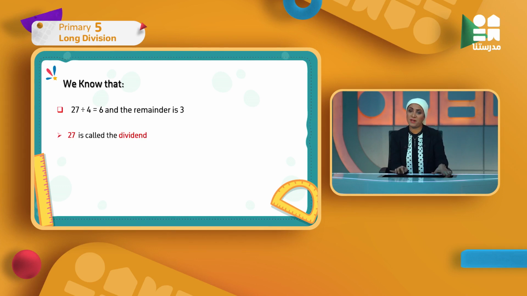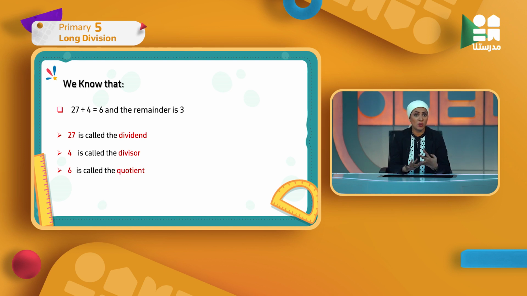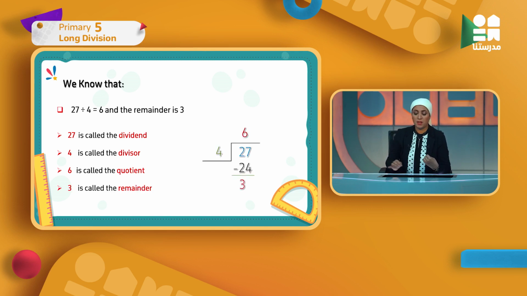So here 27 is my dividend. It is the number that I want to divide. And 4 is called the divisor, which is the number that I want to divide by, the one I divide or distribute by. And 6 is called the quotient or the answer or the result. And 3 is called the remainder.